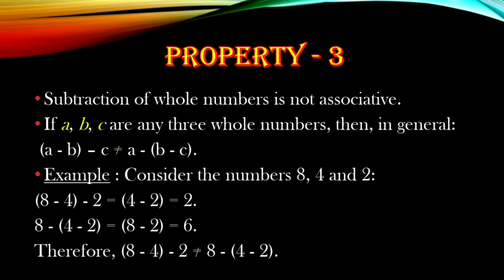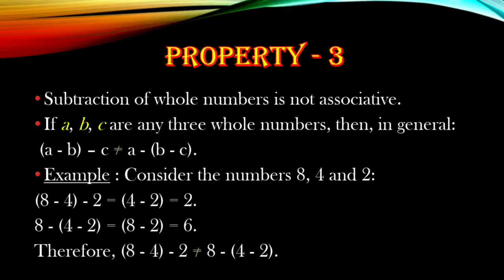The third property is that the subtraction of whole numbers is not associative. If A, B, C are any three whole numbers, then in general (A minus B) minus C is not equal to A minus (B minus C). B minus C is in brackets here. For example, consider the numbers 8, 4 and 2. All three are whole numbers.